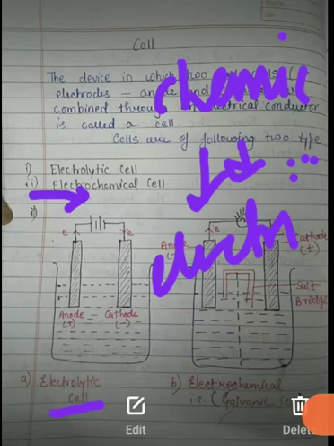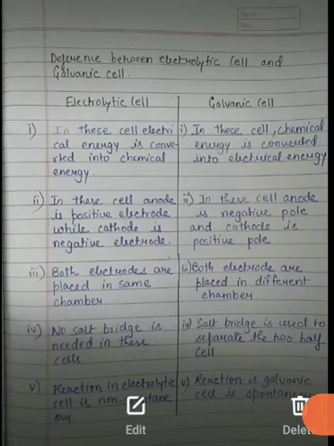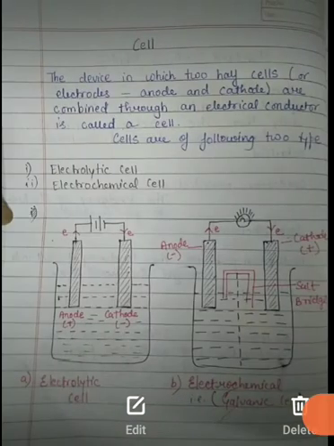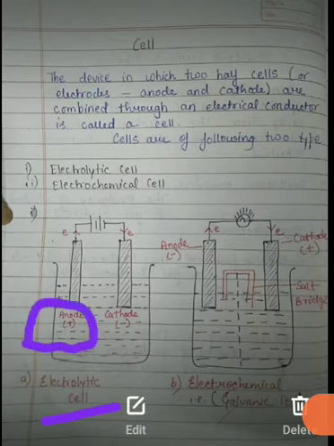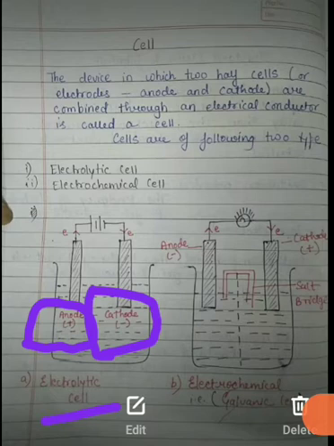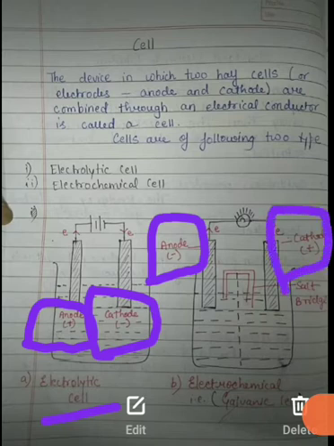Now students, let's talk about the second difference: in an electrolytic cell the anode is the positive electrode while the cathode is the negative electrode, and in a galvanic cell the anode is the negative pole and the cathode is the positive pole. You can look here in the diagram. In the electrolytic cell the anode is the positive pole and the cathode is the negative pole, whereas in the galvanic cell the anode is the negative pole and the cathode is the positive pole.